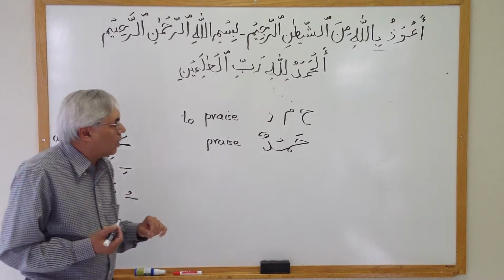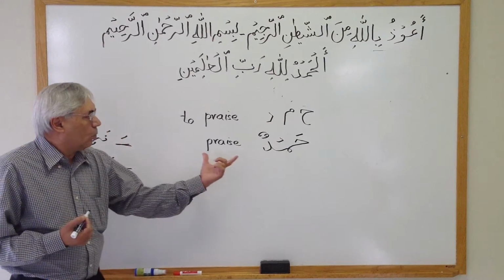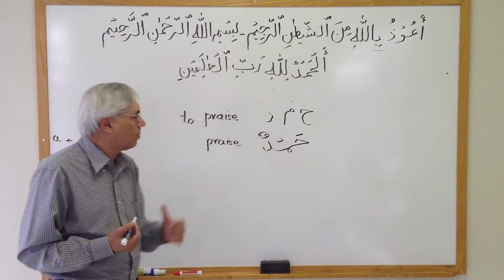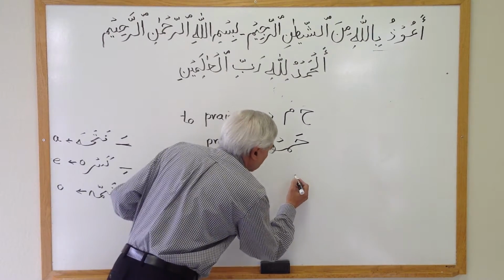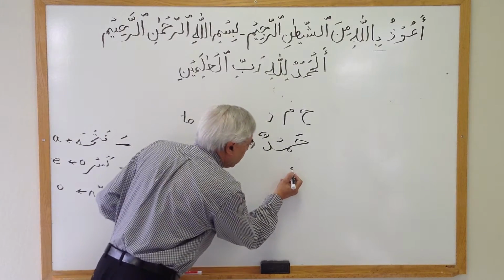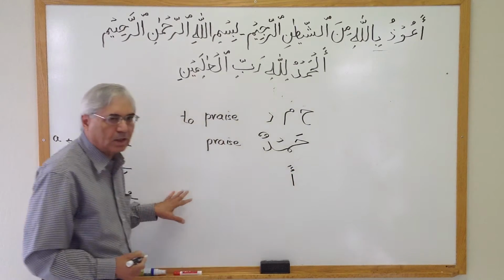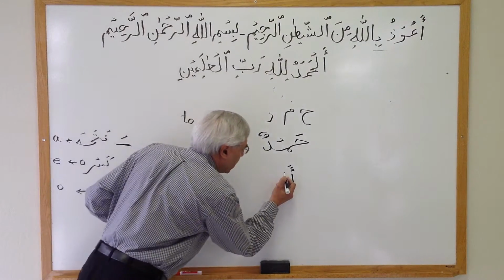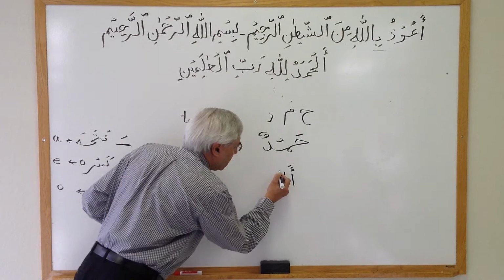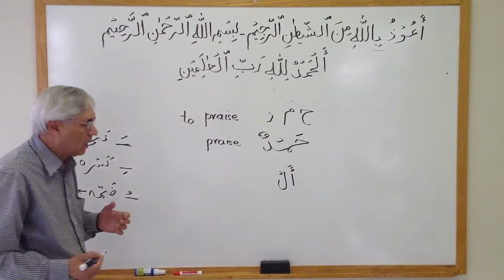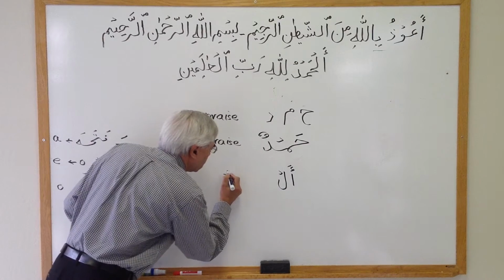Now what we are going to do is add more letters in here. In Arabic, we take this vertical line and we put a hamza and a fatah on it. It's like this one. And put a lam with that. So this will sound like al. Al in Arabic means the.